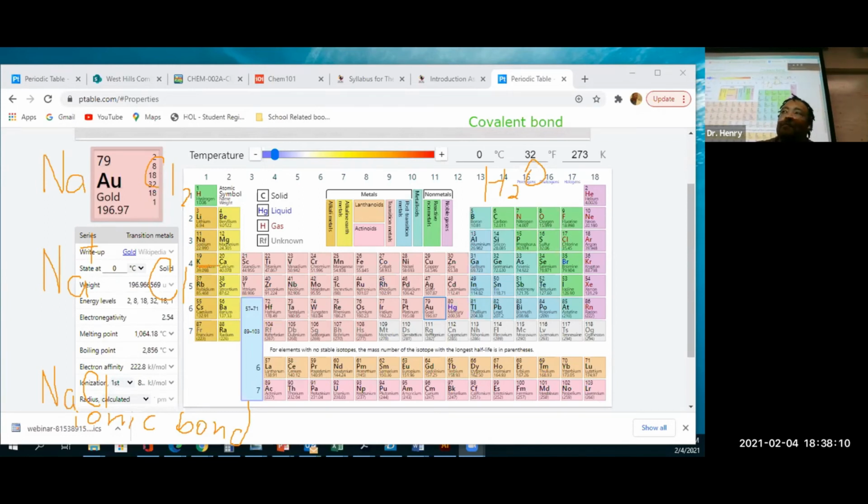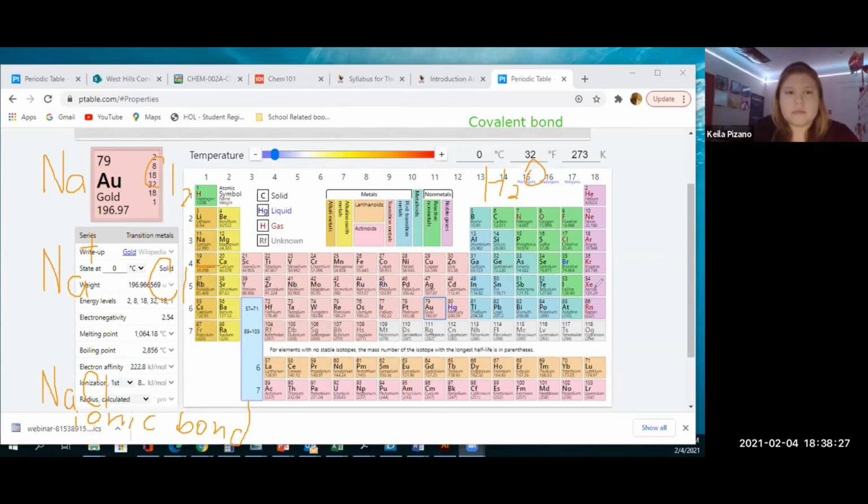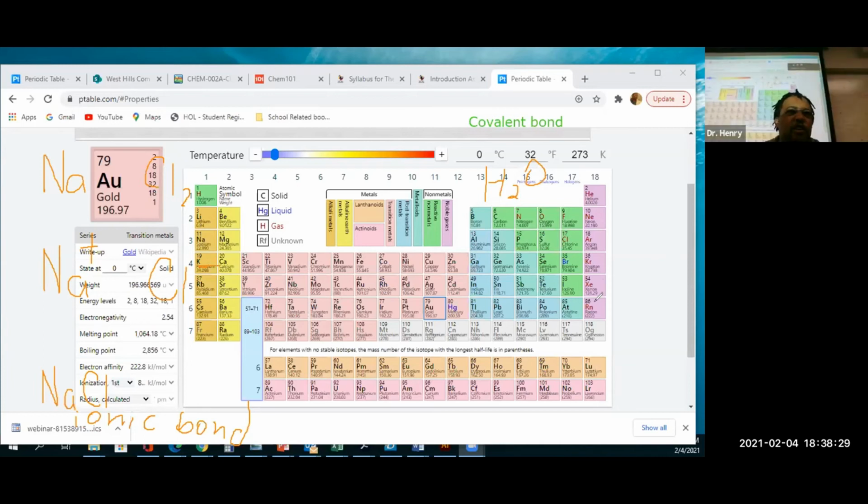Okay, so nobility, right? If we think about nobility, it's something that everybody wants to be like. You want to be rich, you want to be wealthy, you want to have those things. In a sense, it's stability. So these guys here are noble, right? They're the noble gases. They're stable. They have everything that they need, that they want. At the end of the day, it's about stability. They want to be stable.